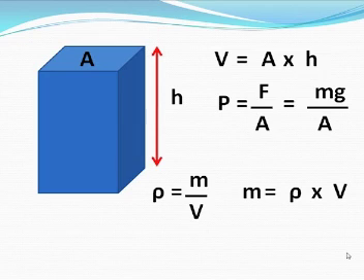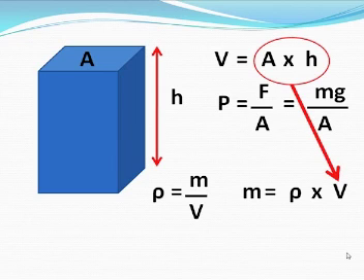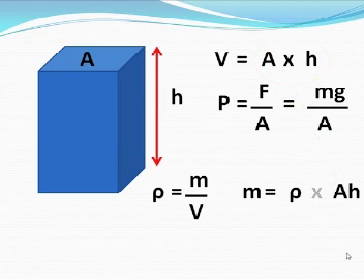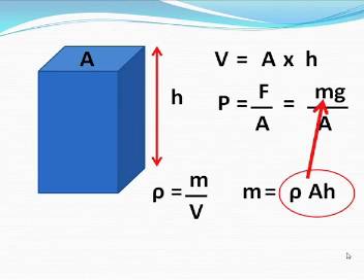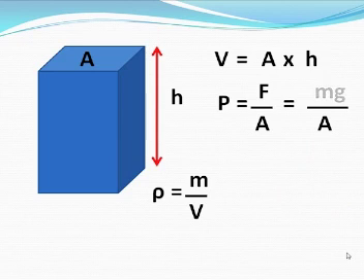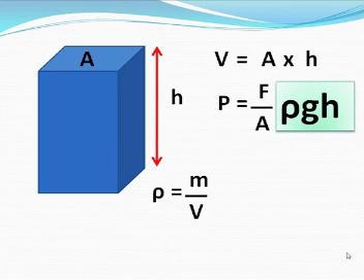Now, watch what I'm going to do here. I'm going to do some substitutions. For V, I'm going to put in A times H. So I have the mass is rho A H. That's the mass. Let me now put that mass in here. And now I have a formula. Instead of mg, it's rho A H g. The A's cancel out, and I'm left with rho g h. Very important. That is the pressure with depth.